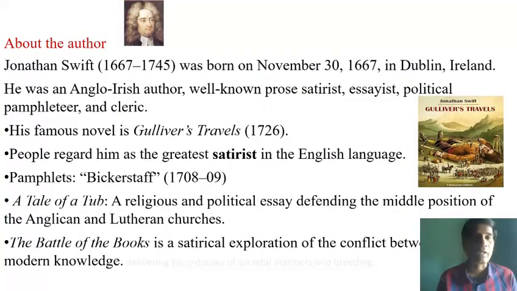So let us know about the author before going into the details of the text. Swift was born in 1667 in Dublin, in Ireland, to Anglo-Irish parents. He was a satirist, essayist, political pamphleteer, and cleric. A pamphleteer is a person who writes pamphlets, and a cleric is a clergyman or a priest in a church.